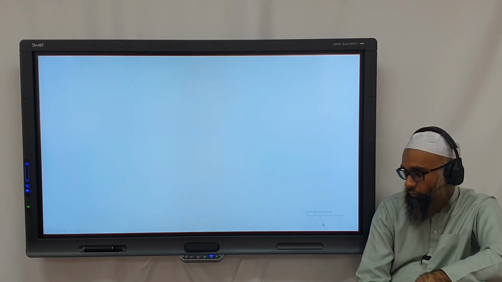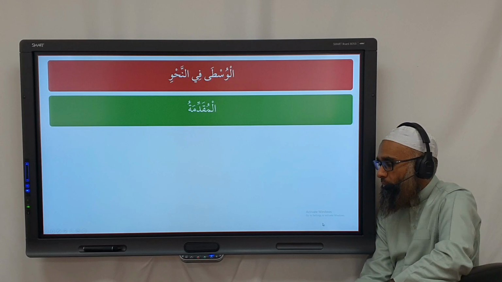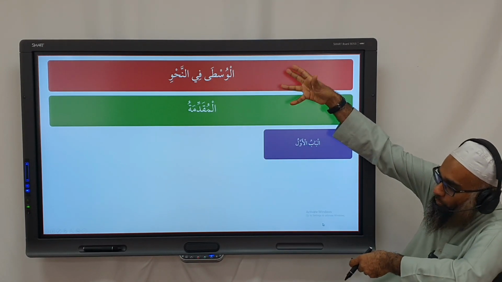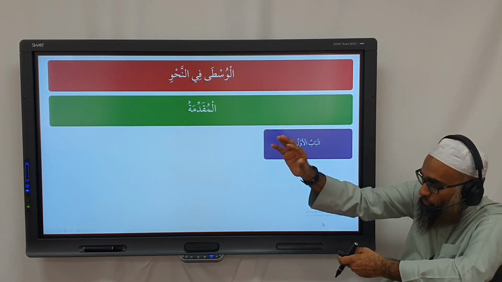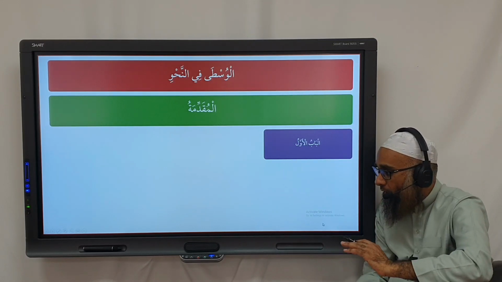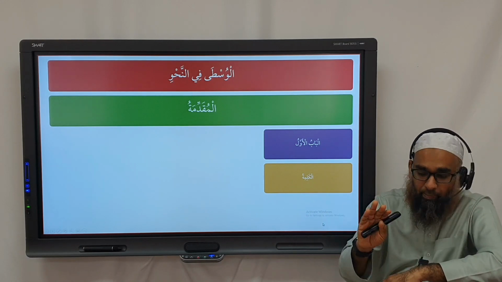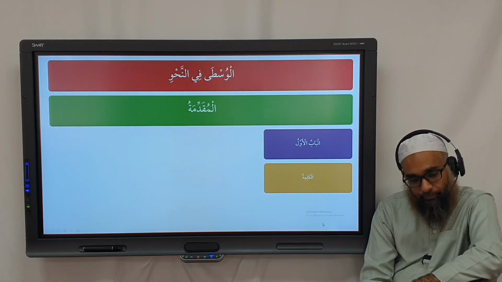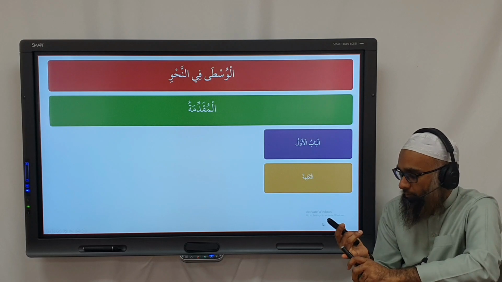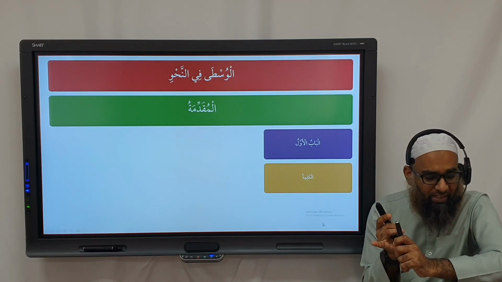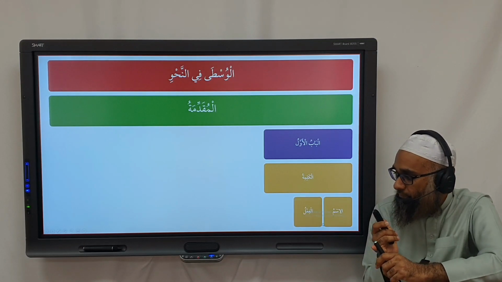Okay. So we have here our muqaddimah. I'm going to get rid of the Wusta on the next slide, and just keep the main heading so we can add more information. So al-bab al-awwal, we had al-kalima. What are the types of kalima? Ism, fa'al, and harf.